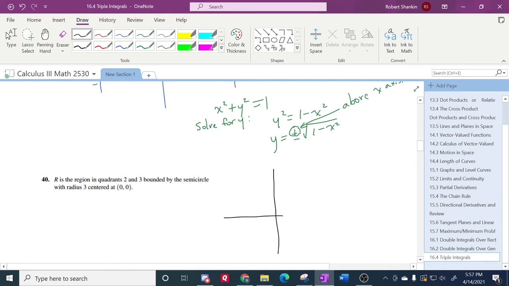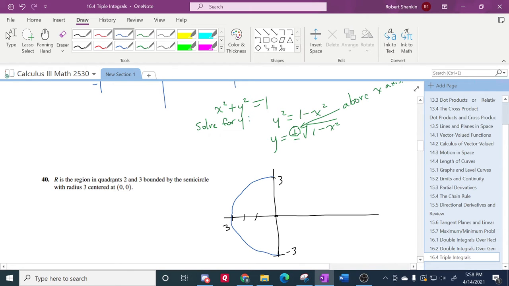All right, well let me read this slowly. It's the region in quadrants 2 and 3, bounded by the semicircle with radius 3, centered at 0, 0. Wouldn't you sort of differentiate by the x-axis first and have the x integral on the inside and then have the y integral on the outside? Let me finish drawing this and then I'll have you say that again, because I couldn't quite process what you were saying.